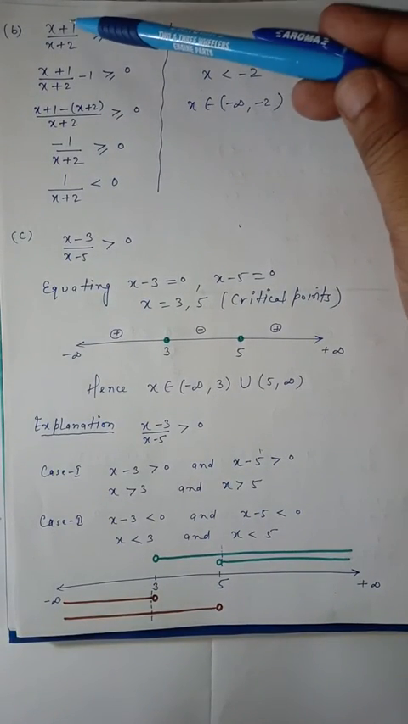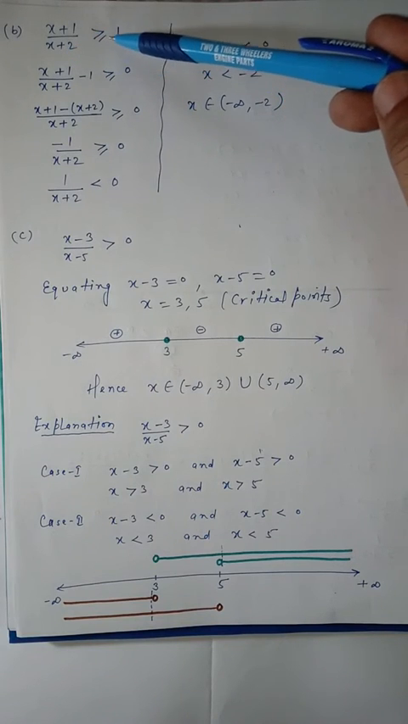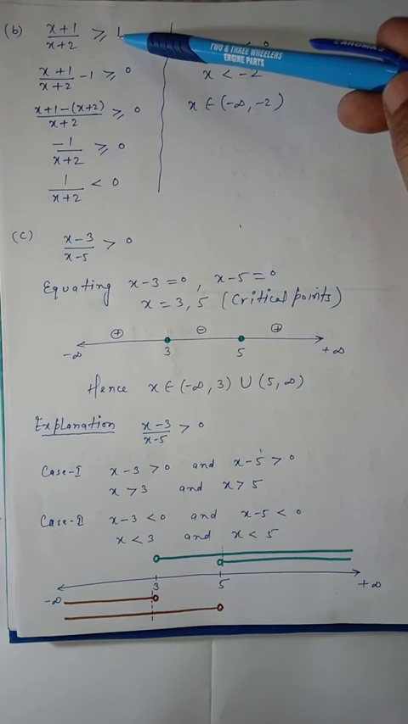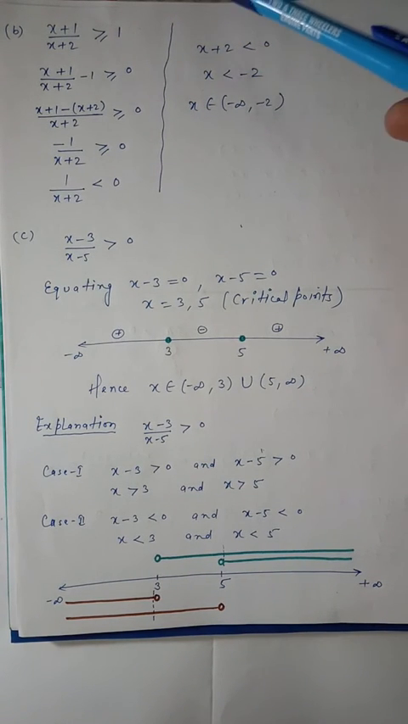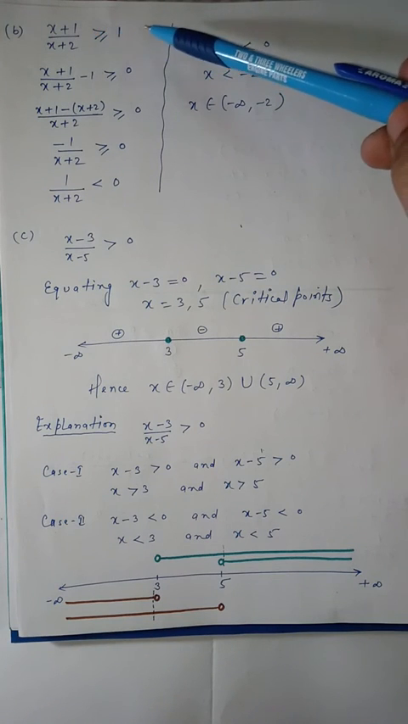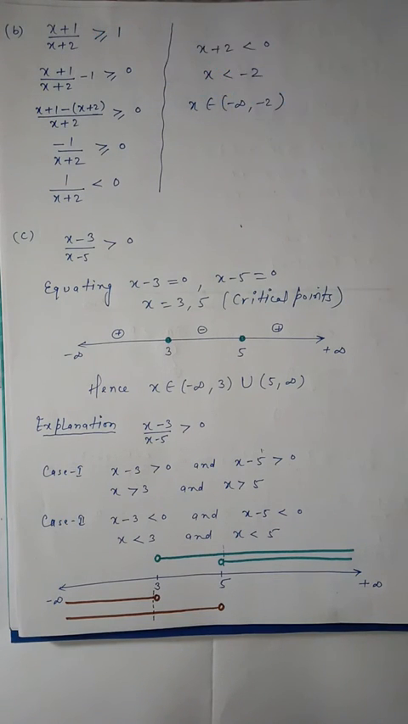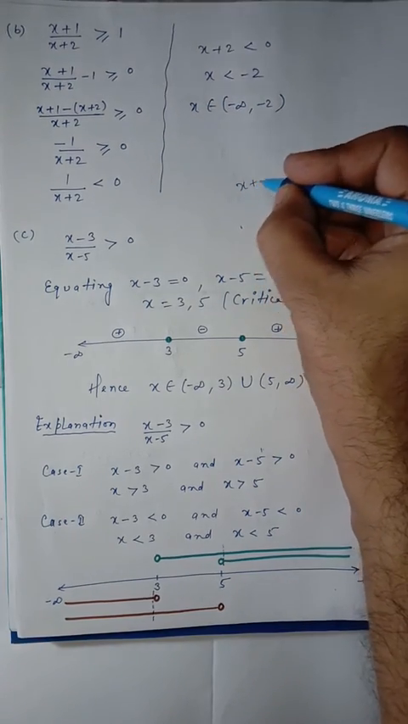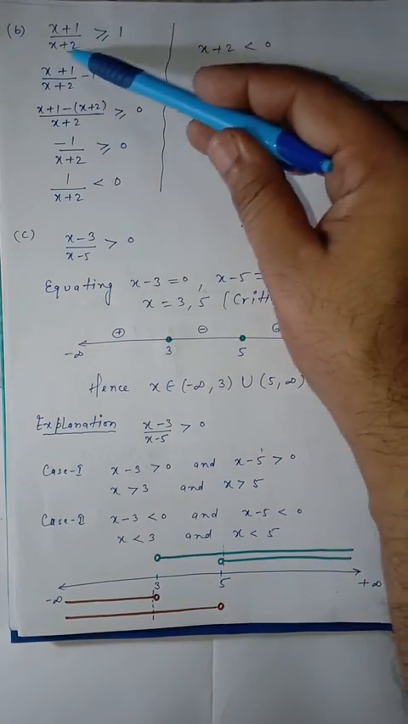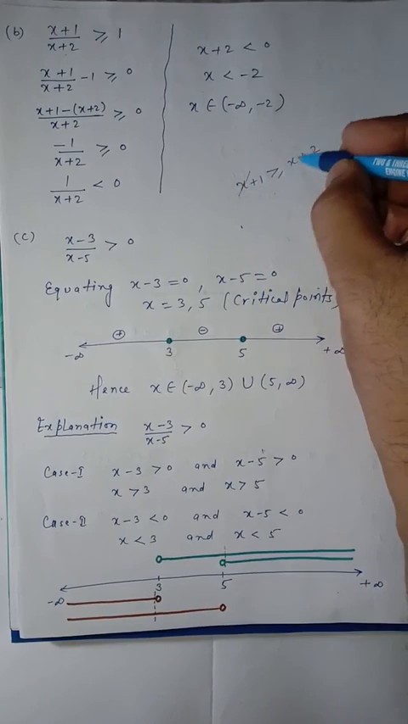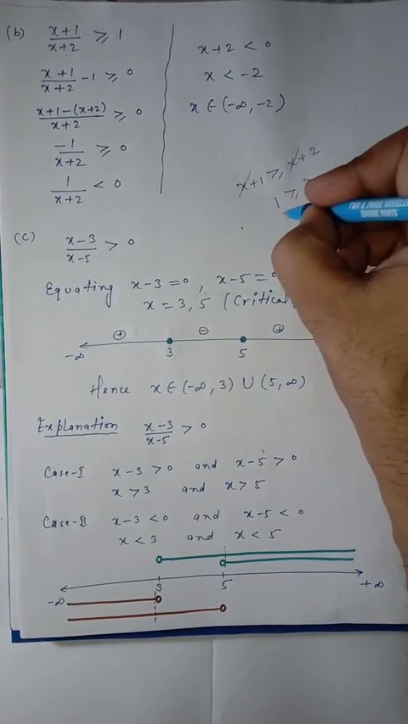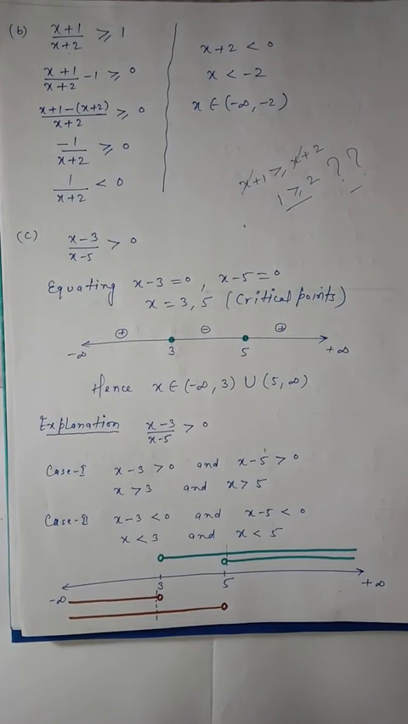This is the question. (x + 1)/(x + 2) is greater than or equal to 1. Now please note here, please avoid this step. Why was I saying avoid cross multiplication? Because a few students will start doing this: x + 1 is greater than or equal to x + 2 into 1, x cancels, 1 is greater than or equal to 2. So what are you getting? Nothing. So that's why avoid this cross multiplication step.